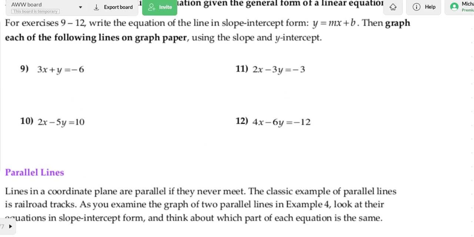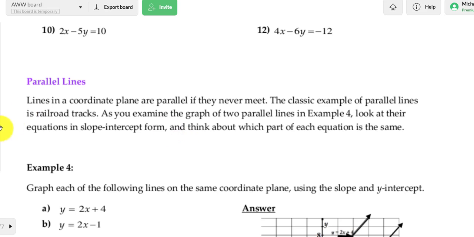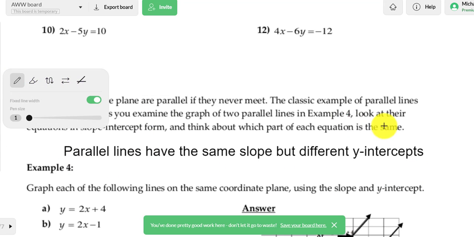When we go back to our book, the next thing I see is parallel lines. So the thing you need to know, and I'm going to actually use the typewriter tool for this, parallel lines have the same slope but different y-intercepts, or they have the same slope but different b. All right, so I just kind of wrote that right here. So let's take a look at some problems.